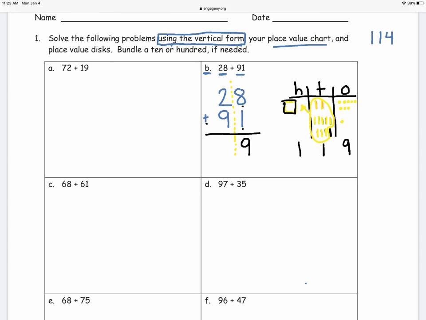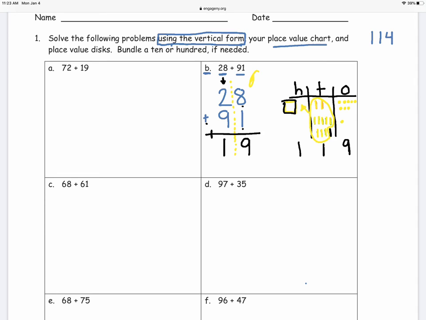Ooh, all right, let's go to the vertical form. Let's add our tens. We have 2 plus 9. What is 2 tens plus 9 tens? Well, 9, 10, 11. It's 11. 11 tens are here, and we're just going to put 11 tens in here, but I'm going to make it look like that.